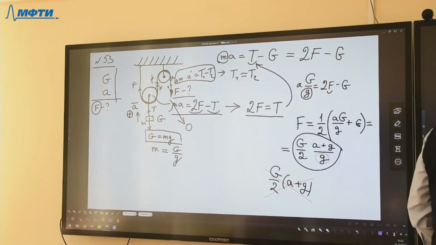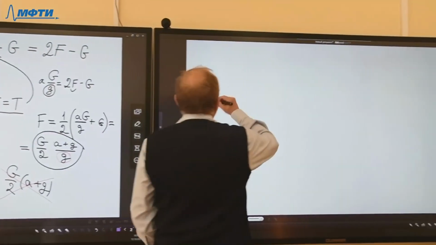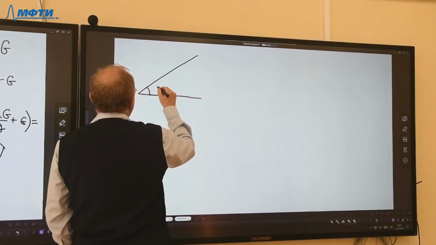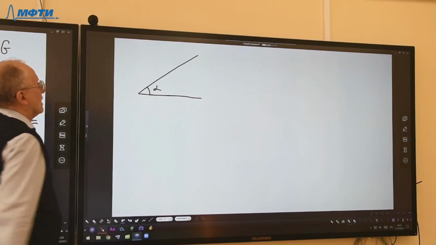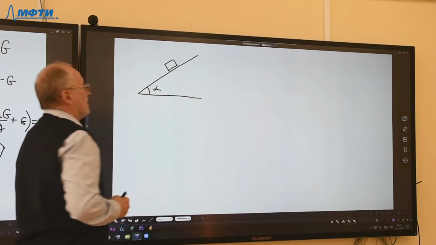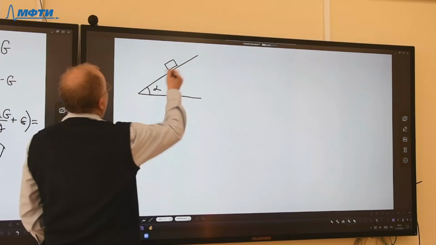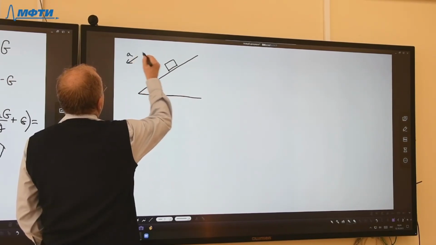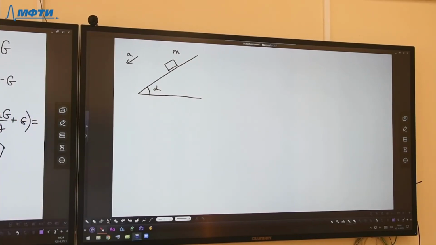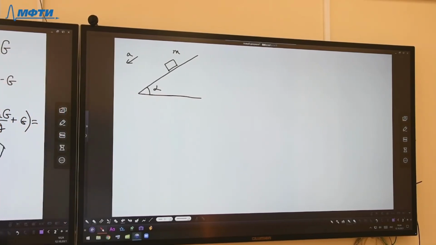I would like to consider a body on the slope. So we have a slope, an inclined surface, which is at angle alpha to the horizontal. And there is a body here, which can slide down, and we need to find acceleration A with which this body M slides down. Seems to be very simple, but it's not as simple as it may seem.